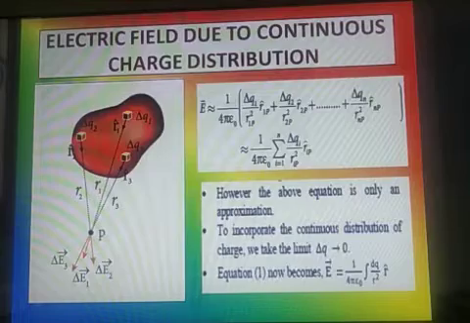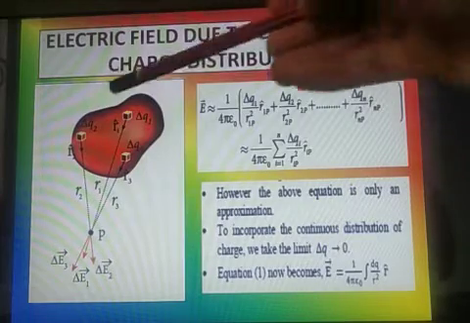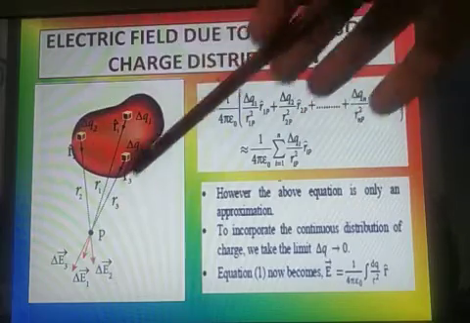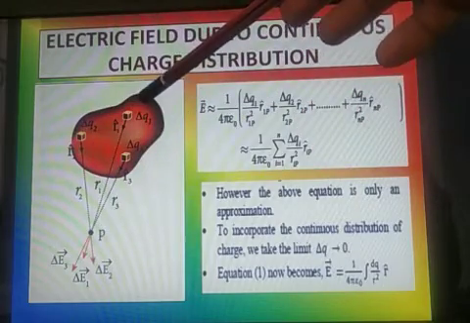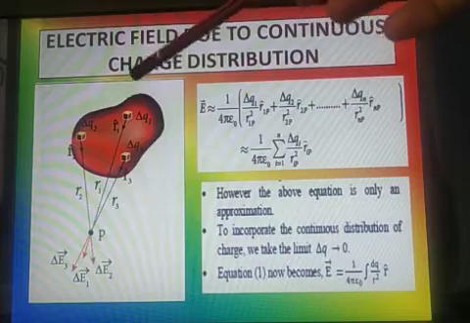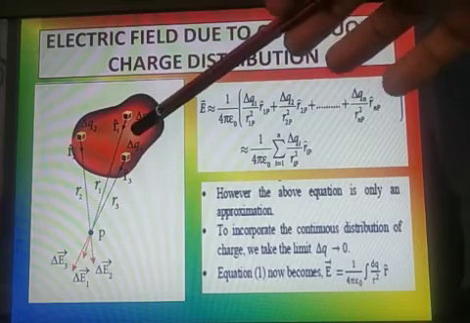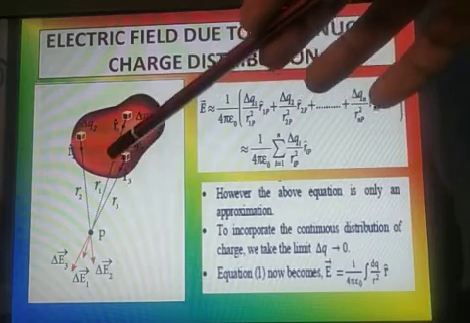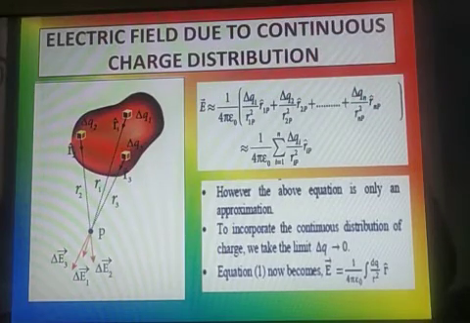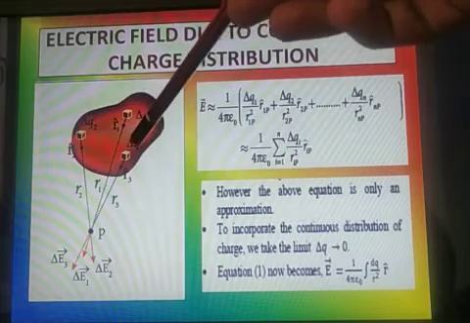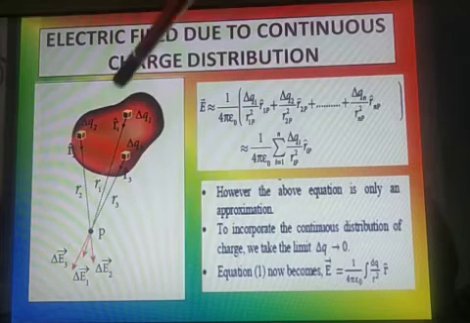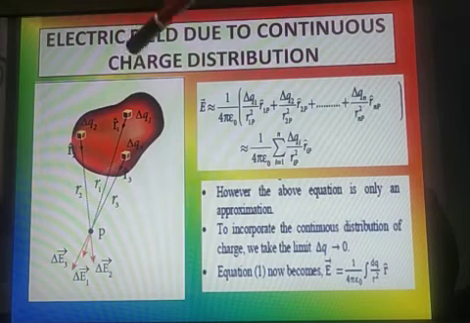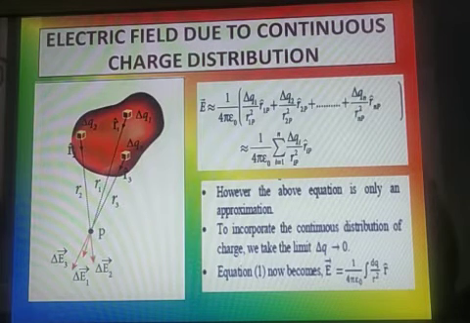Okay, let us consider this irregular shape of an object. In this object a number of charges are located. We are going to consider only three charges: a del q1 charge within this place, a del q2 charge, and then a del q3 charge. Like this we can apply for n number of charges, del qn charge also. Here del q is taken as a point charge element.